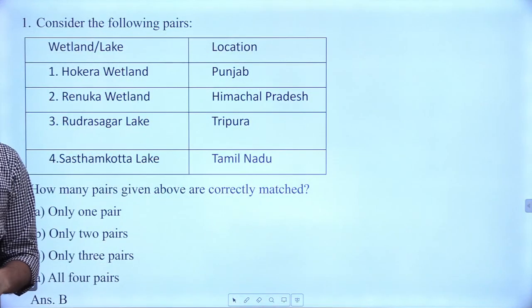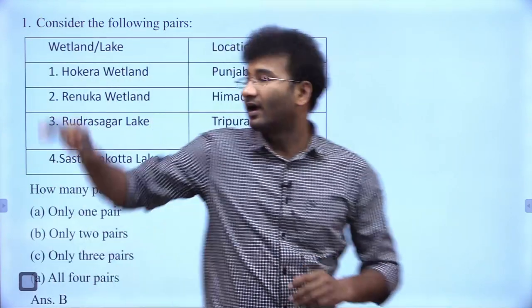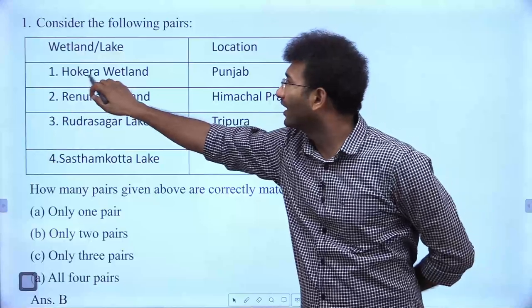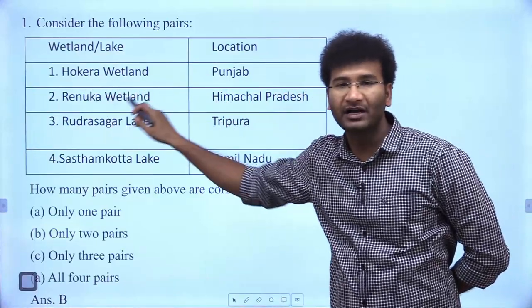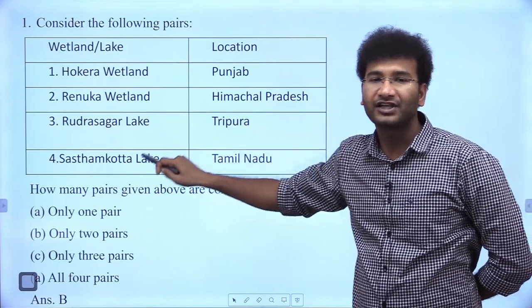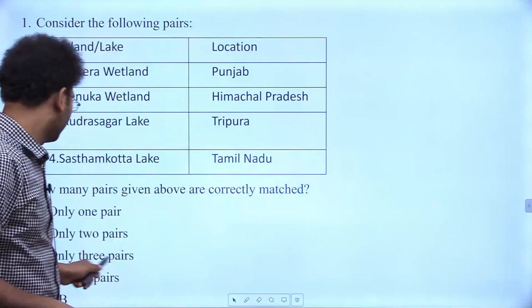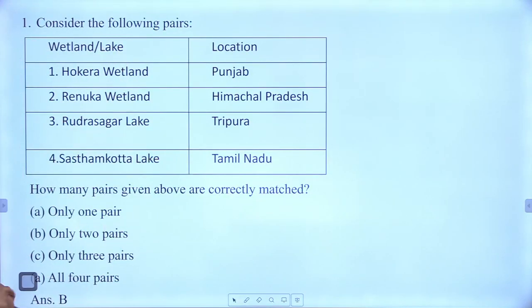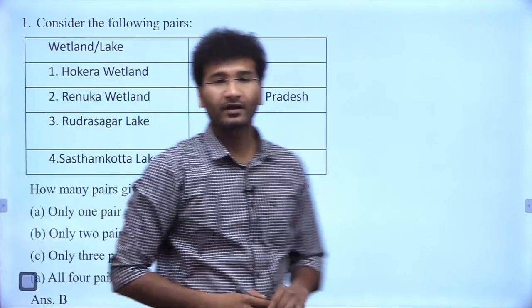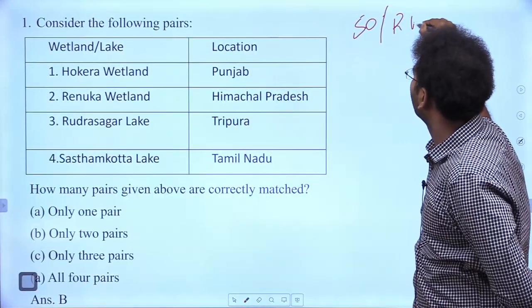The first one is, consider the following pairs, wetland. They asked to pair the wetland and the location. Hokera wetland, Punjab, Renuka wetland, Himachal Pradesh, and then Rudrasagar Lake, Tripura, Shastamkota Lake, Tamil Nadu. Right? So, even if someone knows, there are somewhere around 50 Ramsar wetland sites.